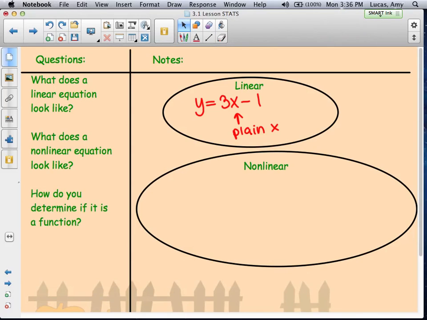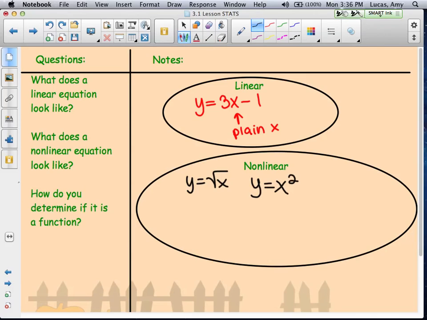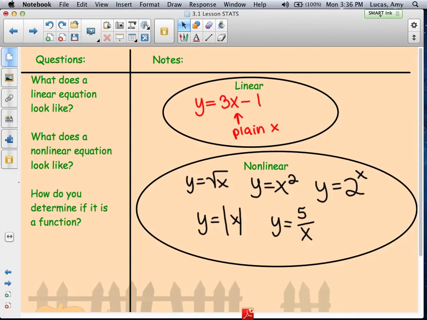Nonlinear, we saw lots of ideas. Nonlinear could be a square root, it could be an exponent, it could be an x that's an exponent, it could be absolute value, or it could be a fraction with the variable on the bottom. Those are 5 different things that we saw on your worksheet that cause their graphs to be nonlinear.